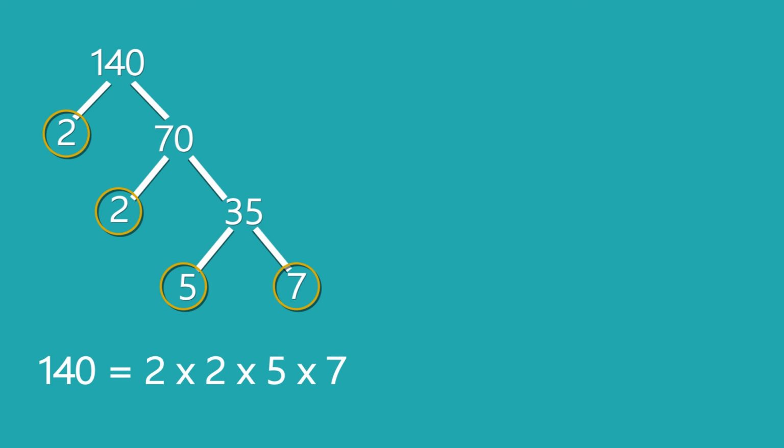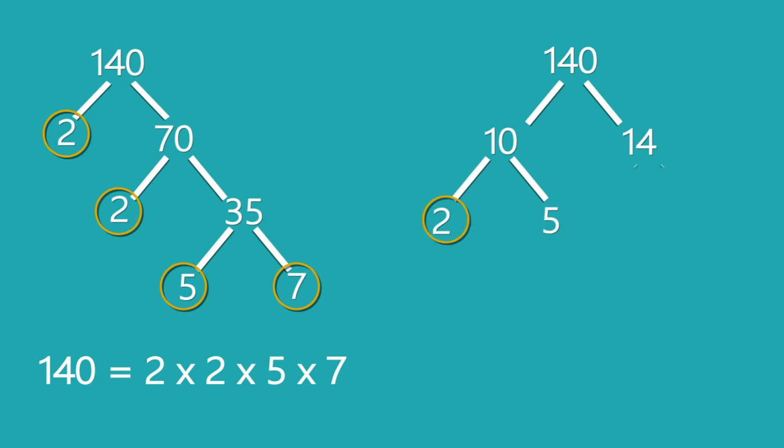Now, perhaps when you saw that, you wanted to do it a different way. You wanted to split 140 into 10 and 14. You can do it that way. Then you've got to split each part down differently again. 10 can be split into 2 and 5, and 14 can be split into 2 and 7.